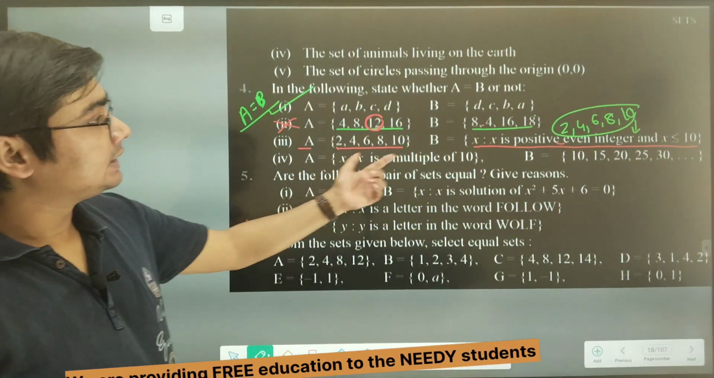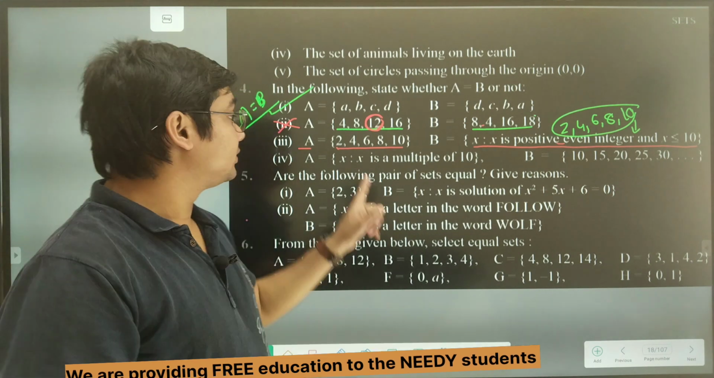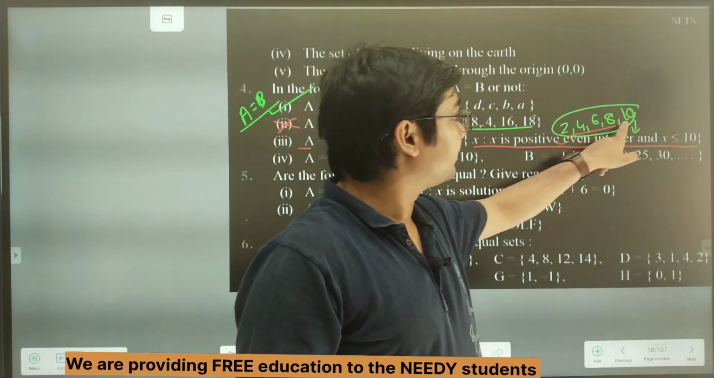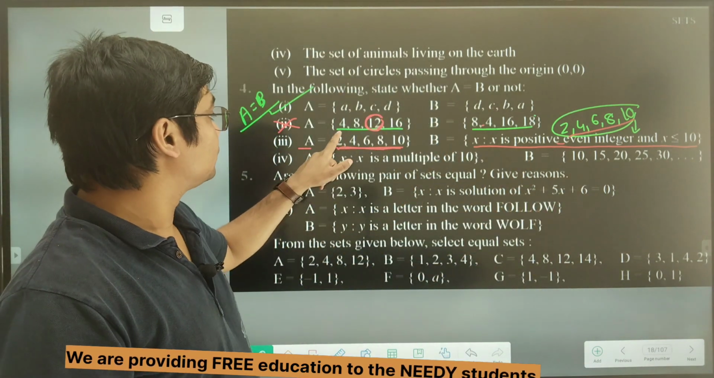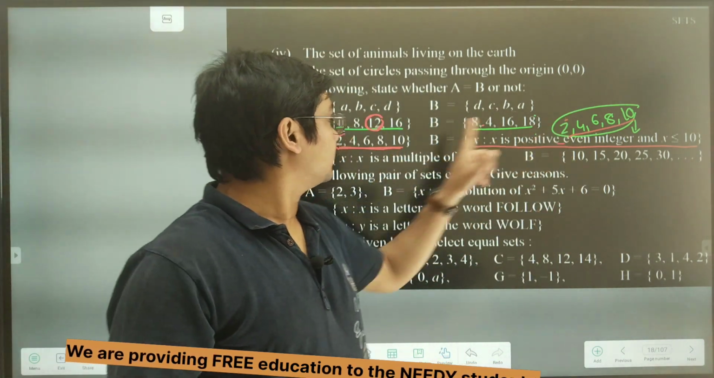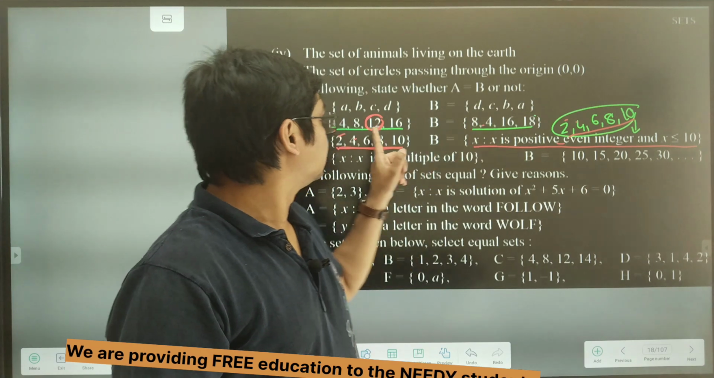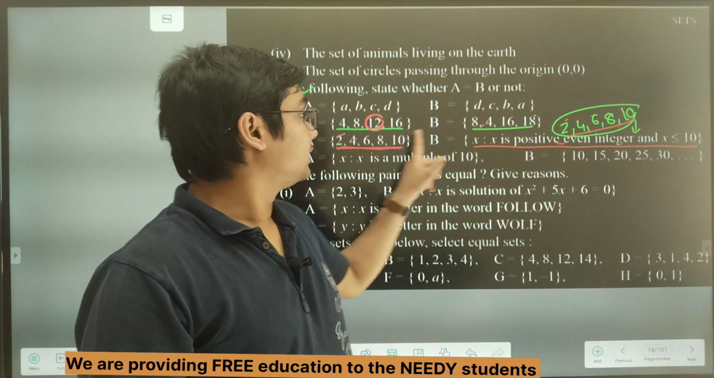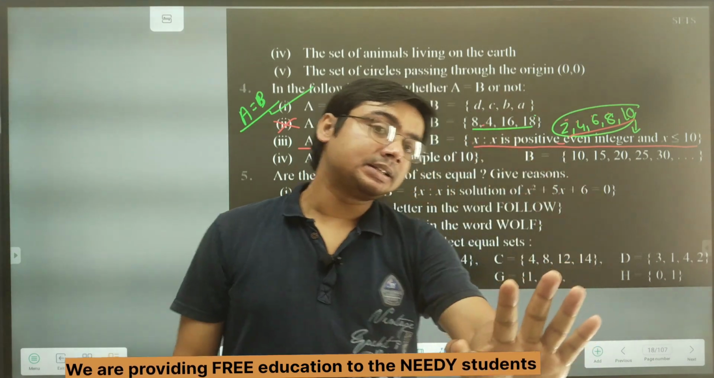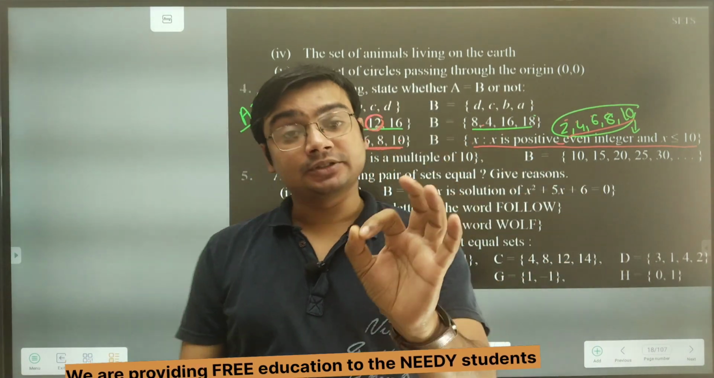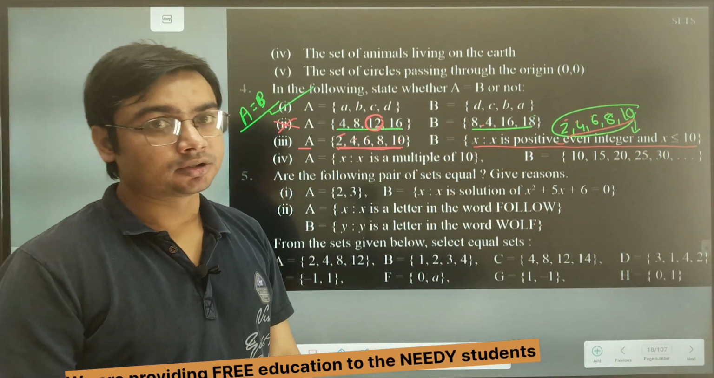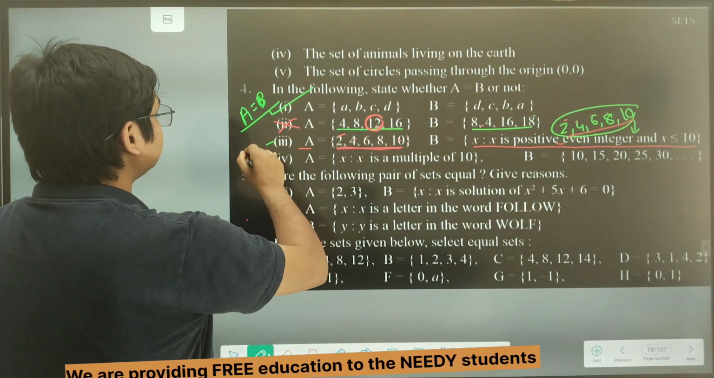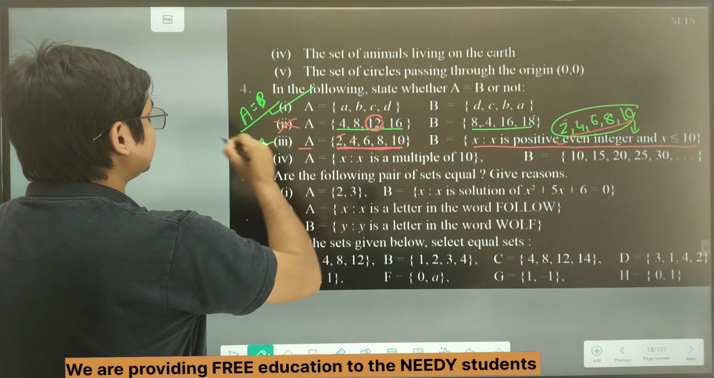Now check whether these two are equal. Here you see how many elements are there. There are 5 elements. Here also there are 5 elements. You see 2 here, 2 also here, 4, 4, 6, 6, 8, 8 and 10, 10. That means the elements are the same as well as the number of elements is also the same. That means these two are equal. And the third one, A is equal to B.